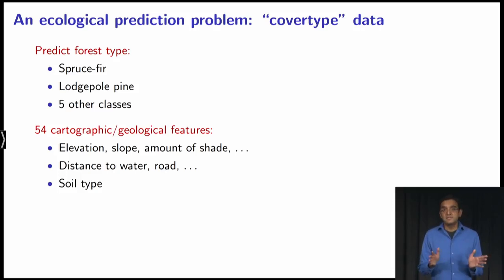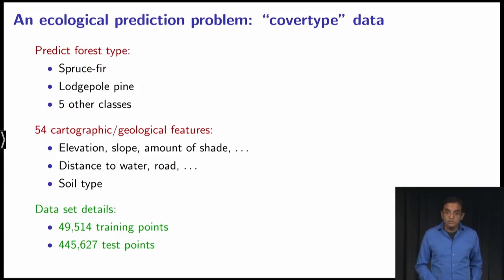Now there's a total of 7 types of forest, but in this particular data set, there are 2 types that completely dominate the others. They are spruce fir and lodgepole pine. So actually what we did is to just eliminate the other points for simplicity. And so essentially we have a binary classification problem. Now there's a huge amount of data, and we divided this into a training set of about 50,000 points and a test set of about 450,000 points.